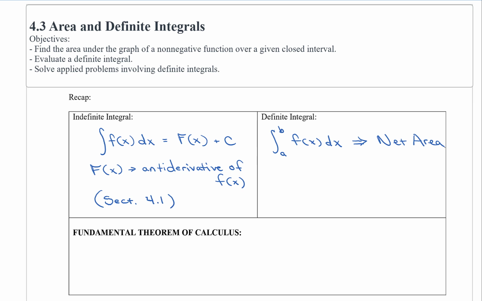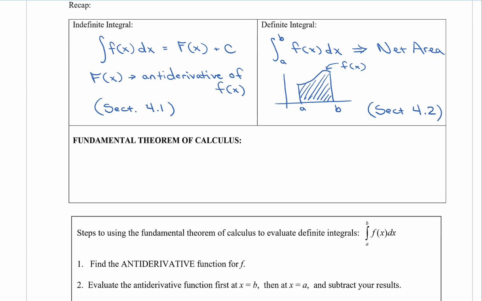I'm going to draw a little sketch of a graph so you have a visual. Let's draw a coordinate plane, but let's just focus on quadrant 1. I'm going to draw a little curve here, point an arrow at it, and call this lowercase f of x. I'm going to draw lines going down from this curve, and call this value of x a, and this other value of x b, and shade in under the curve all the way down to the x-axis in between the interval a and b. So this was section 4.2, where we found out how to find that net area using a definite integral.